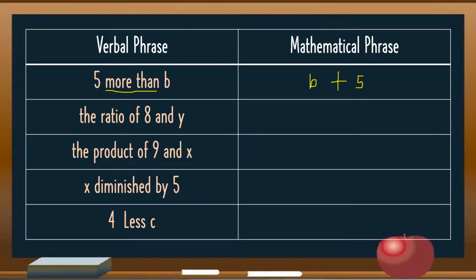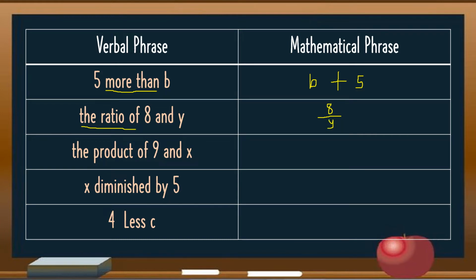Next one, we have the ratio of 8 and y. Dito, ginamit yung salitang the ratio of, and yung keyword na ratio of is under the operation of division. So, ano daw yung i-divide? 8 and y. Pero this time, gagamitin natin yung over to represent division. So, 8 is the numerator. So, we have 8 divided by y.